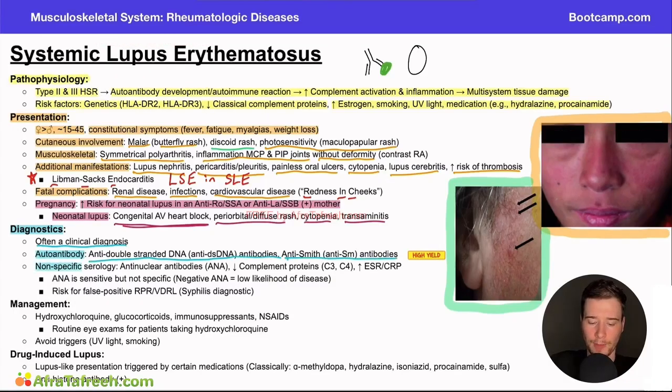There are some other antibodies they might ask you about that are more non-specific. These include things like anti-nuclear antibodies, which we've seen in a lot of different conditions, these ANA antibodies. And we can also see decreased levels of complement proteins such as C3 and C4, as well as increased ESR and CRP. Why do these make sense?